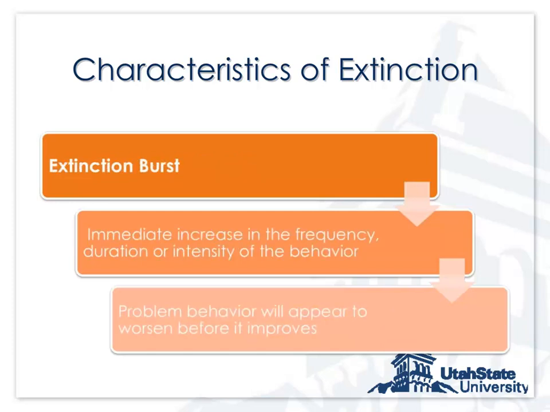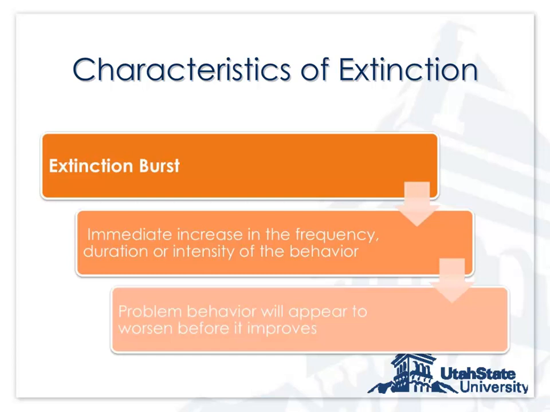Behavior undergoing extinction is usually associated with an extinction burst. An extinction burst happens when, following the removal of the reinforcer, there is an immediate increase in the frequency, duration, or intensity of the behavior. Problem behavior will often get worse before it improves.